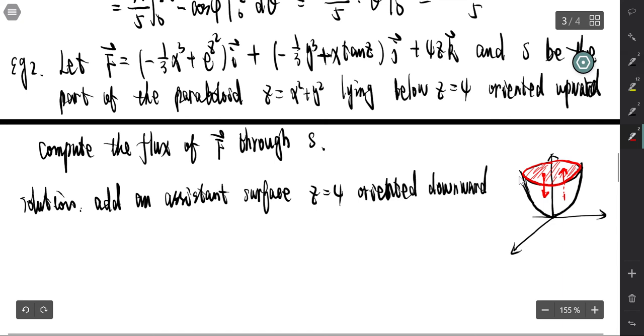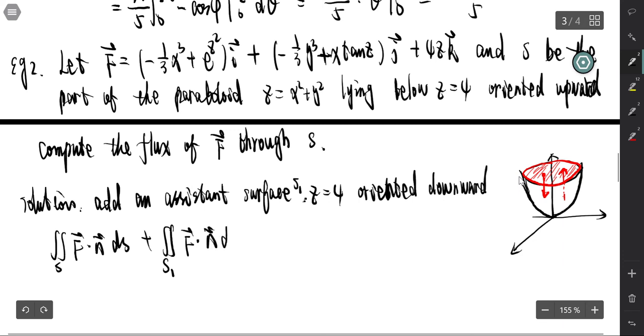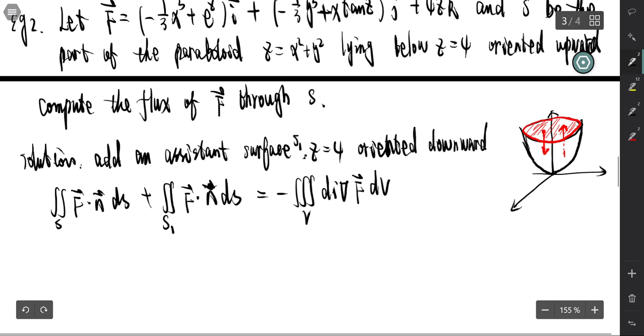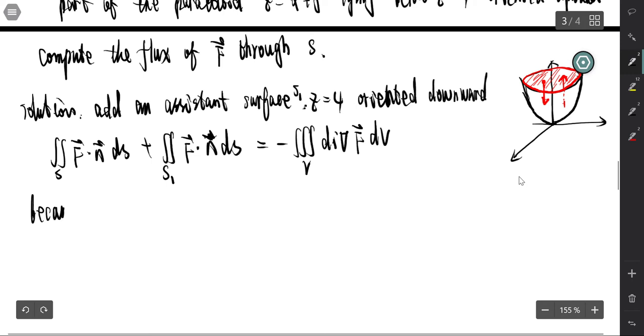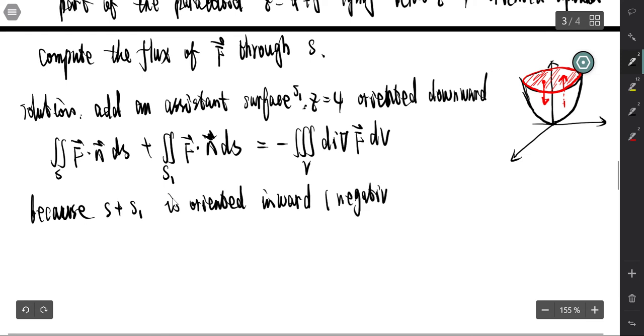Now the surface integral over S of F dot n dS, plus the integral over the surface we call S1 of F dot n dS, should equal negative the triple integral over V of the divergence of F dV, because S plus S1 is oriented inward. The orientation is inward, so that is the negative orientation.